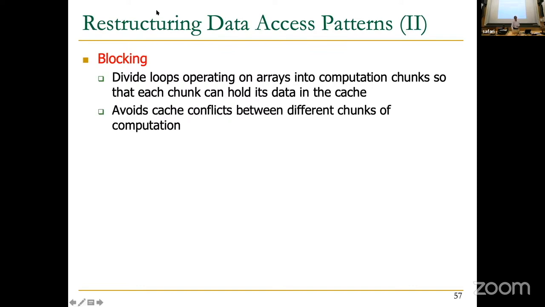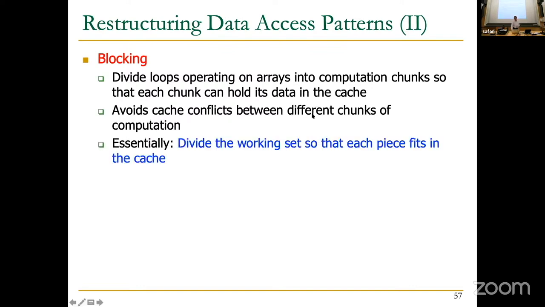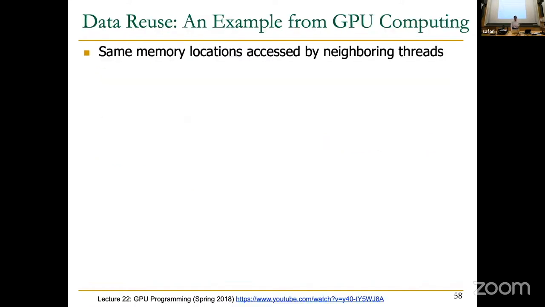Now, this avoids cache conflicts between different chunks of computation. Essentially, you divide the working set such that each piece fits in the cache. At any given time, you're operating on different parts of the working set. This is also called tiling, loop tiling, or blocking, or matrix blocking, matrix tiling. There are many names for this.